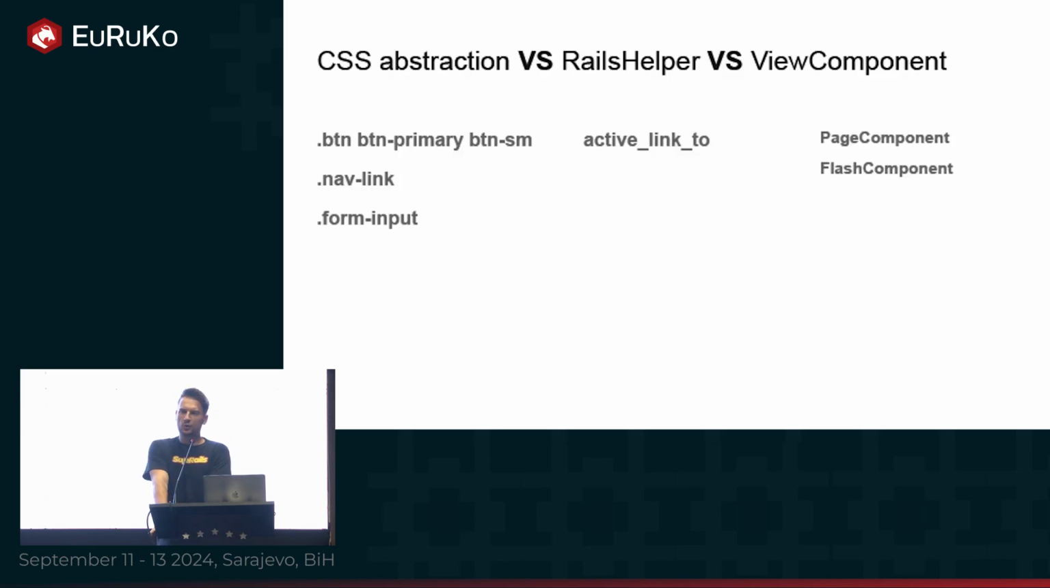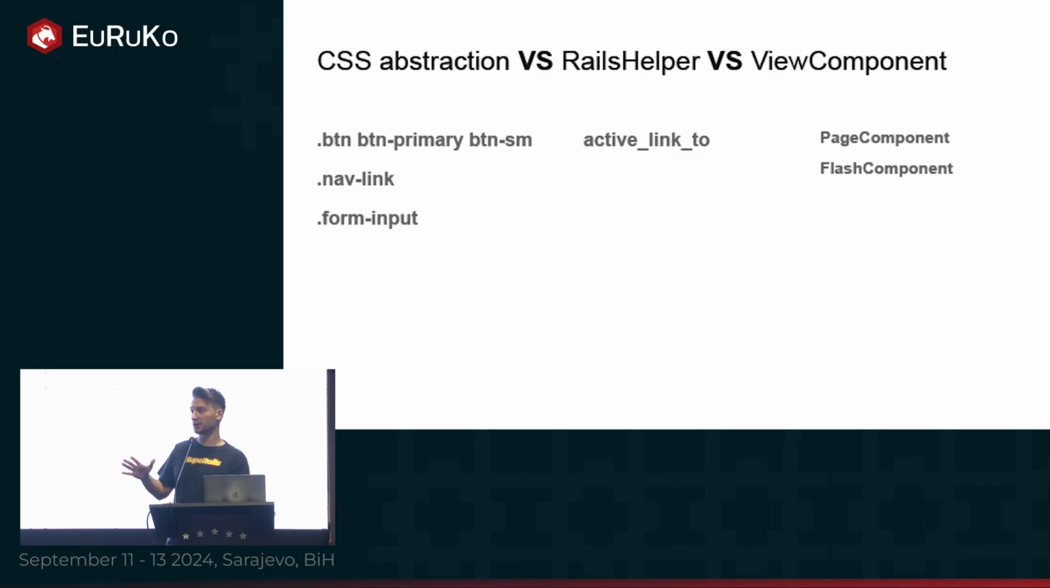Okay, so we had a few examples of different front-end abstractions. We had Tailwind abstractions into, like, buttons, for example. We had this active_link_to that is a Rails helper, and we had a page component or flash component that we used ViewComponents for. So you see, there are a few strategies, and you don't have to use only one. You have to use the one that best fits the specific use case.